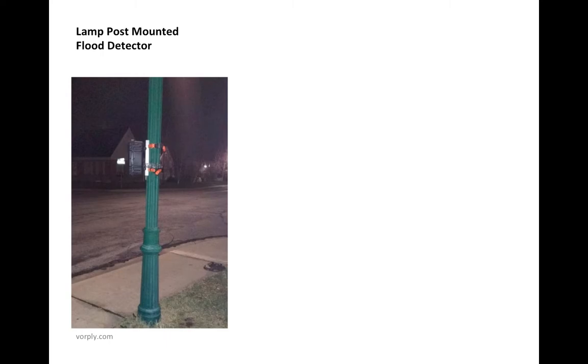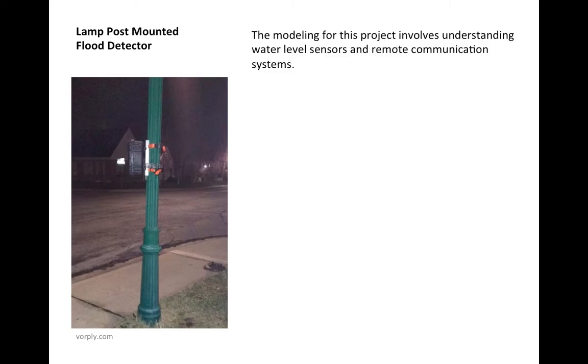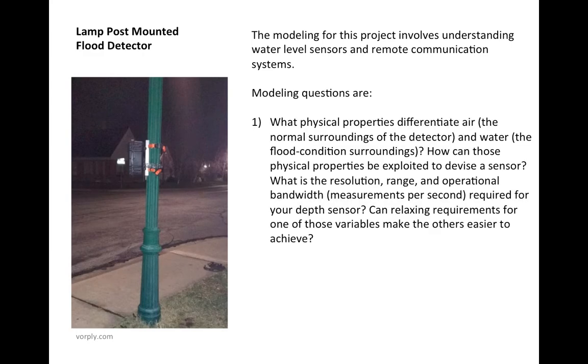Next project is the lamp post mounted flood detector. And modeling for this project involves understanding two things: water level sensors and remote communication systems. So some relevant modeling questions are: what are the physical properties that differentiate air, which is the normal surroundings of your sensor or detector, and water, which is the flood condition surroundings of your sensor or detector?